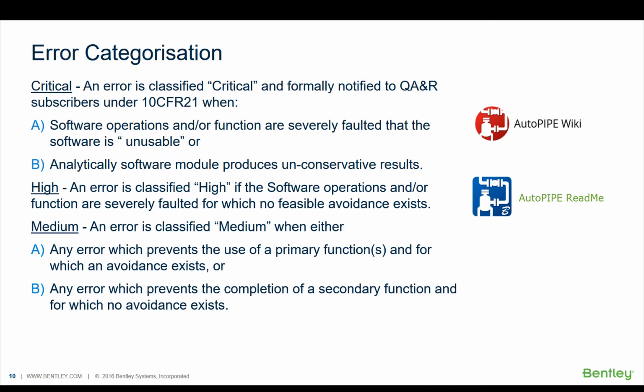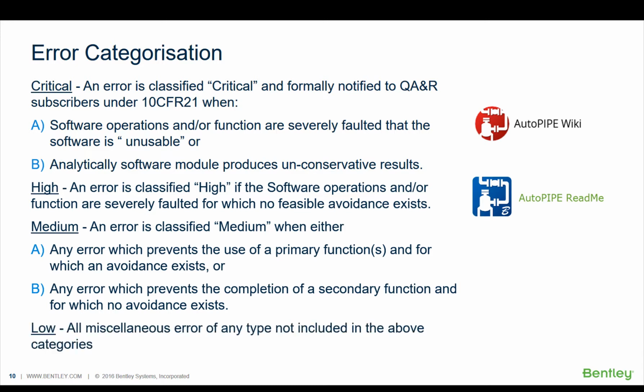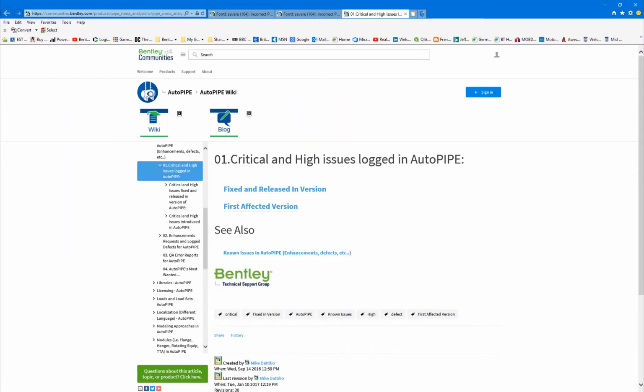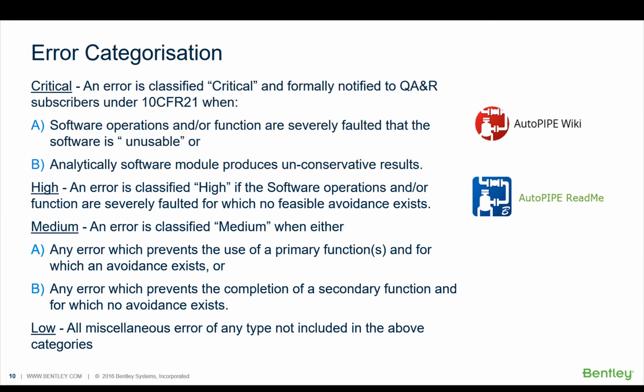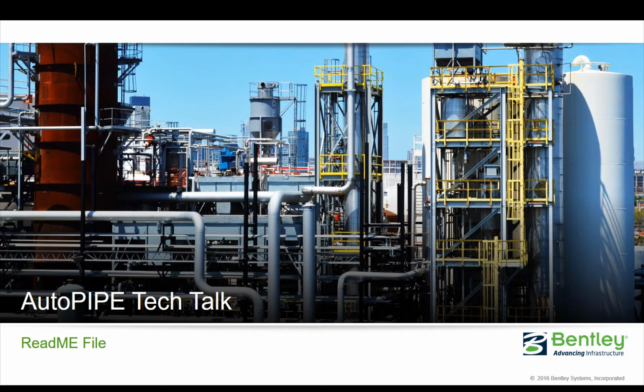Medium errors have effective avoidance processes for primary functions and include secondary functions without avoidance. And finally, low errors include everything else. A list of the critical and major errors are reported in the Autopipe wiki and are recorded against the version that they were found in and repaired in. A list of all errors is also available in the Readme file.